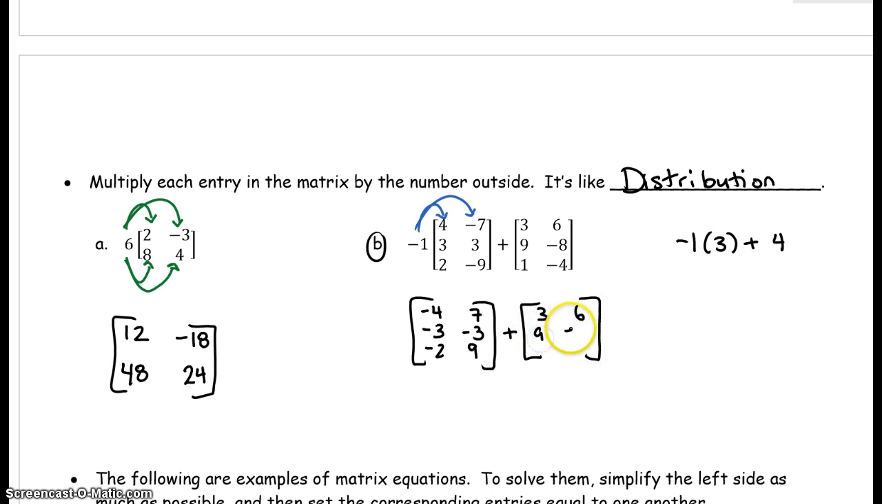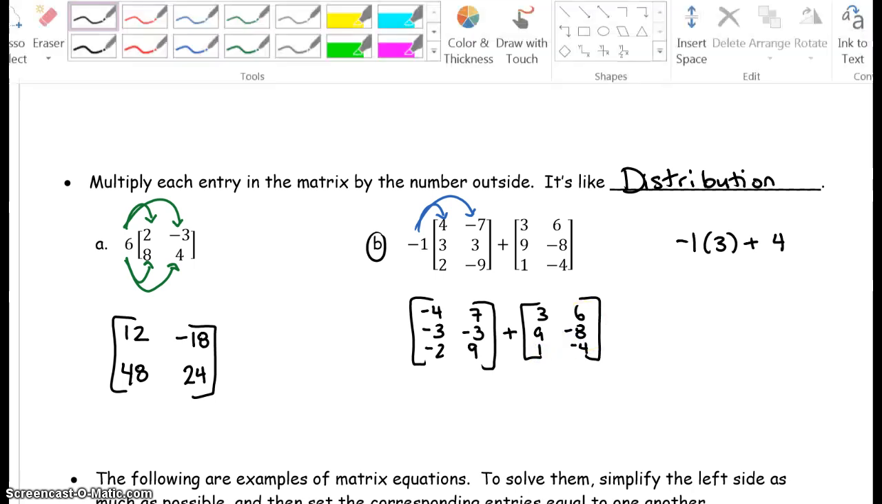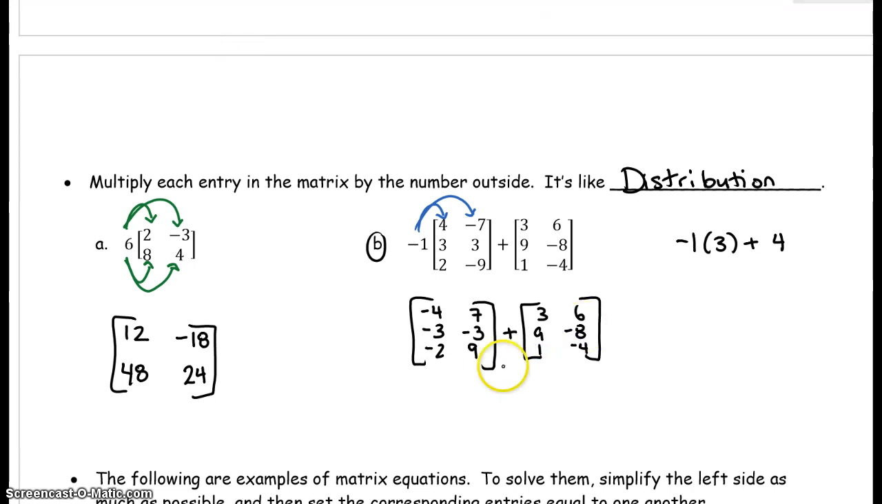I'm just rewriting it. Now I do have to check to see if these are the same matrices, same dimensions, before I can add them. So this matrix has 3 rows and 2 columns, and this one has 3 rows and 2 columns. Therefore I can actually add them. Now what we want to do is just add the things that are like. That was an awful matrix, so I'm going to have to erase that and redo that part.